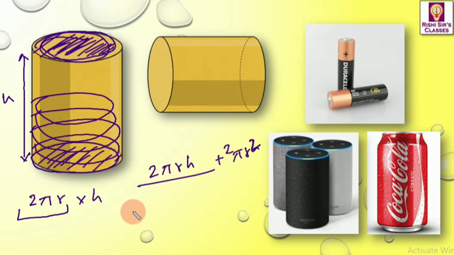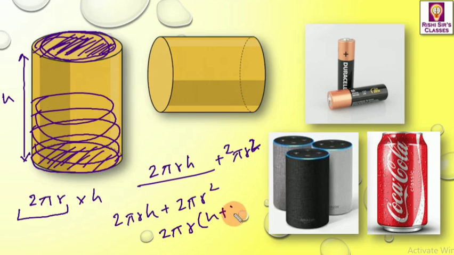So the TSA of the cylinder will be 2 pi r h plus 2 pi r square. Okay, we can take 2 pi r common and the formula will become 2 pi r (h plus r). That is the final formula for the TSA of a cylinder. This much is clear: CSA and TSA of a cylinder.